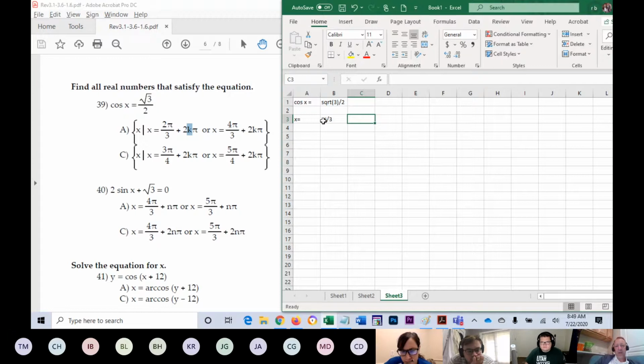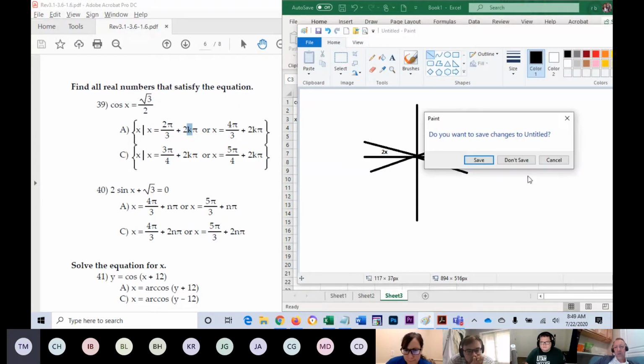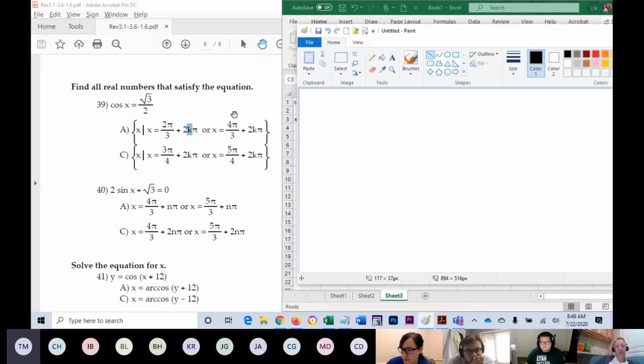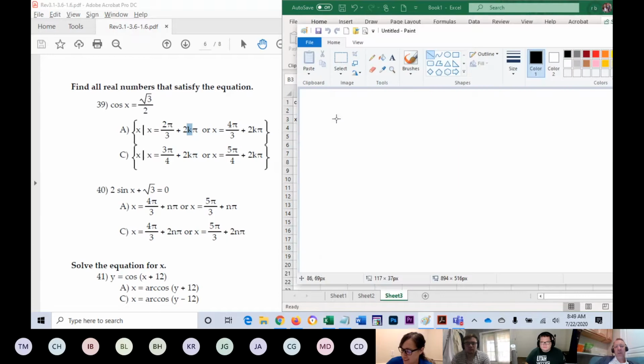Let me think about this. So the cosine is positive. Well, this is when I need to draw my picture again. Or is it pi over 6? Yeah, it is pi over 6. You're right. Oh, it's cosine. Yeah, thank you. Yeah, pi over 6. Okay, but this repeats.